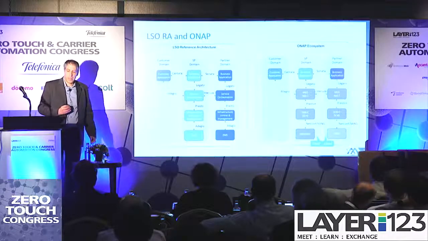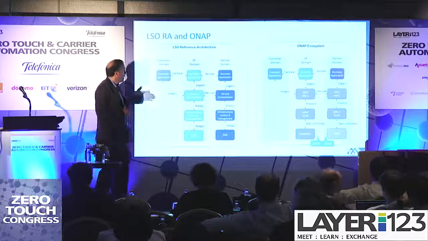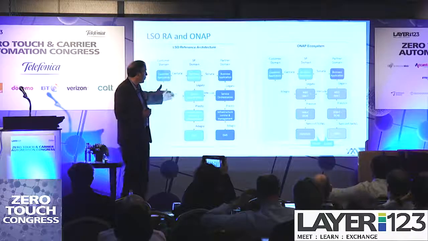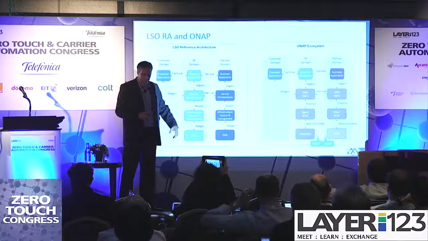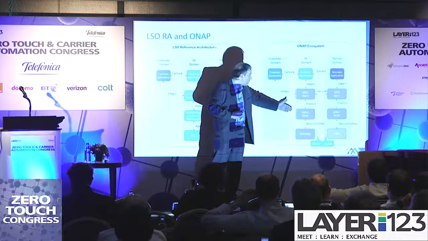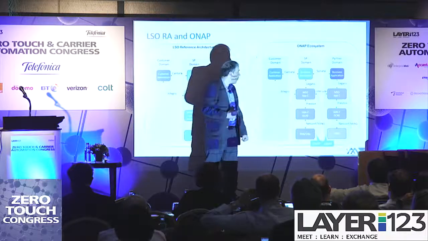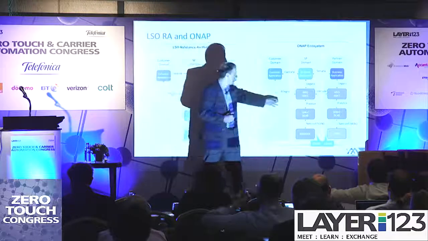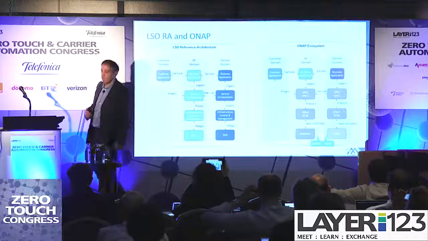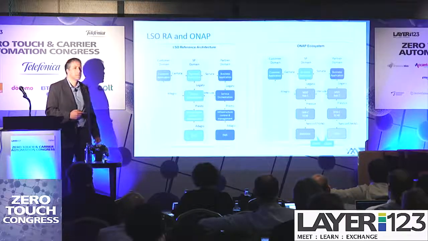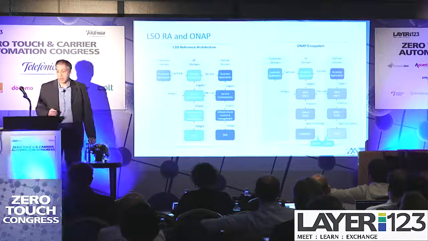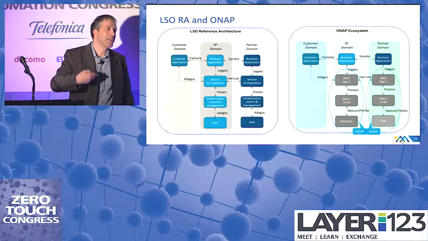So this is just the reference architecture of LSO and the ONAP ecosystem, just to show where we see the similarity. So this is the SDN controller and the orchestrator, and this is how we see the interfaces. Okay? Make sense? Very similar. Orchestrator is an orchestrator. We need to get the same functionality going.